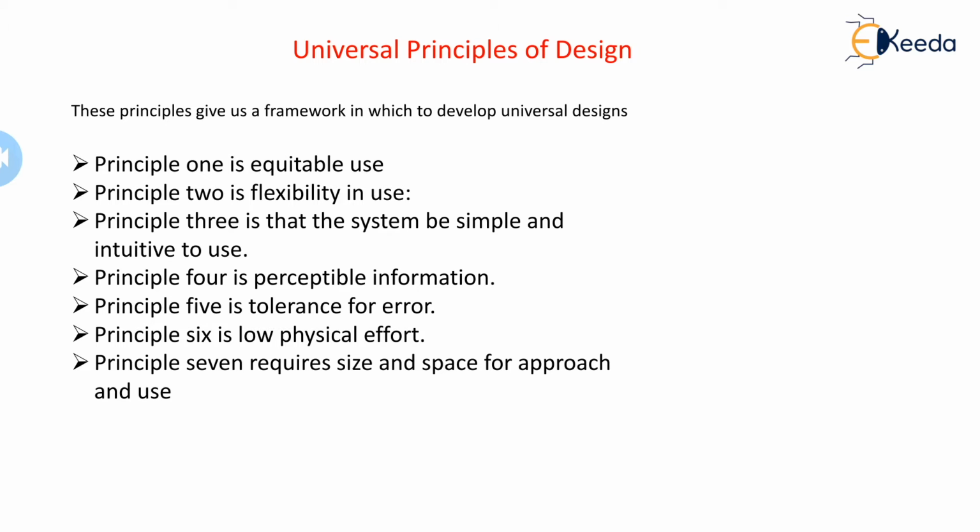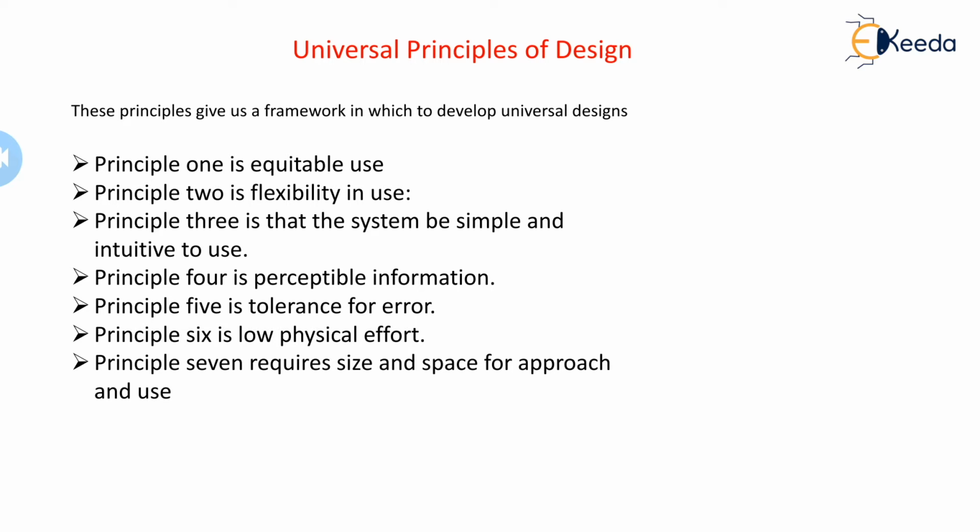Principle 6 is low physical effort. The system should be designed to be comfortable to use, minimizing physical effort and fatigue. The physical design of the system should allow the user to maintain a natural posture with a reasonable operating effort. Principle 7 requires size and space for approach and use. The placement of the system should be such that it can be reached and used by the user regardless of body size, posture, or mobility. All physical components should be comfortably reachable by sitting or standing users. The system should allow for variation in hand size and provide enough room for assistive devices to be used.